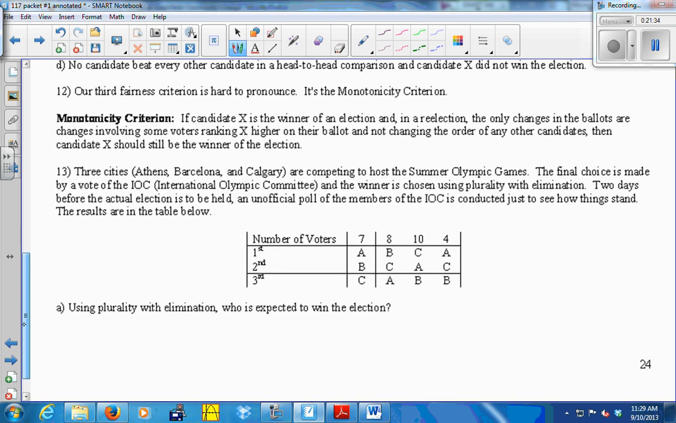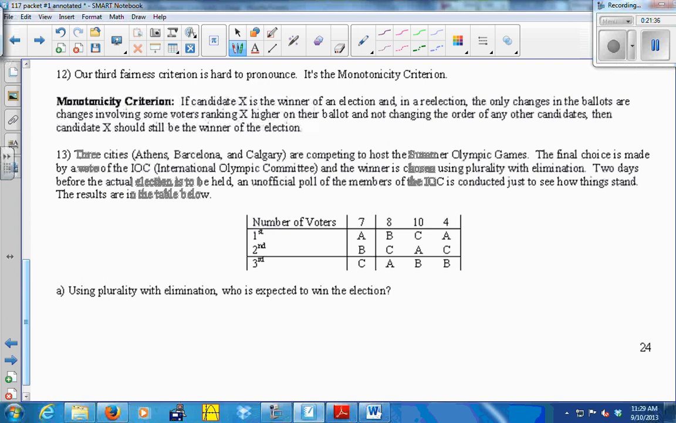All right, so we have a third fairness criterion here called monotonicity. So monotone means what? Constant, right? Or the same. So monotonicity has to do with things remaining the same. All right, so if candidate X is the winner of an election, and we have to hold a re-election for whatever reason. So we had one election, candidate X won. And we have to hold a re-election because whatever, there were irregularities in the ballot or any reason. There are many reasons why you might hold a re-election.